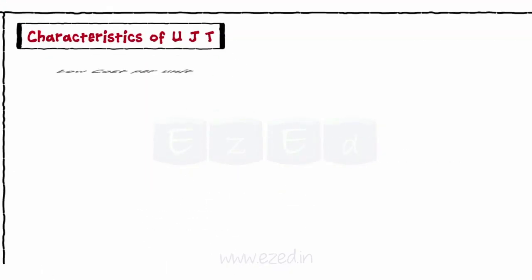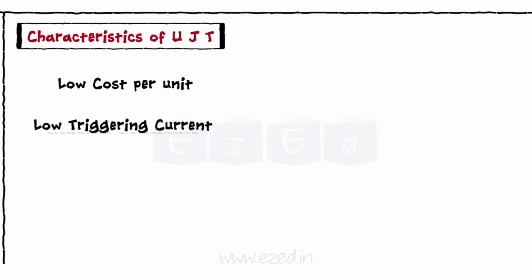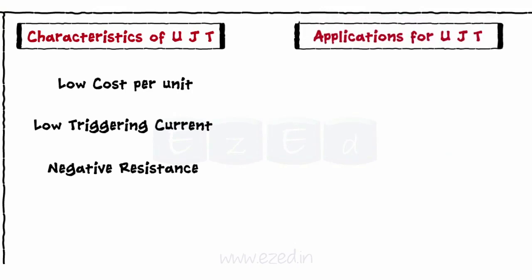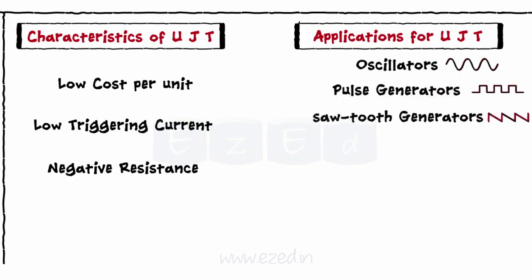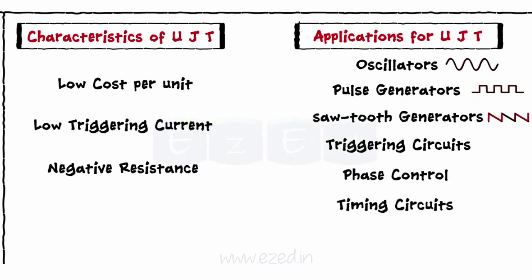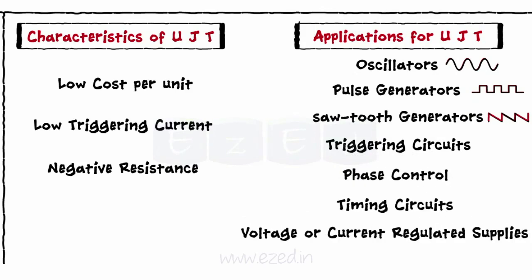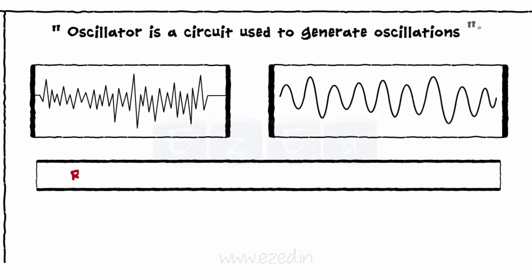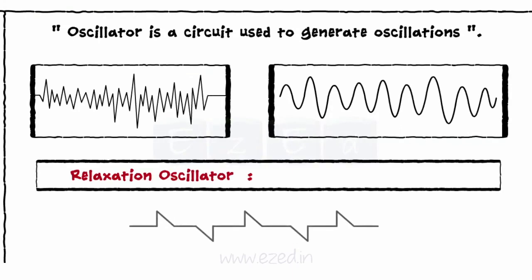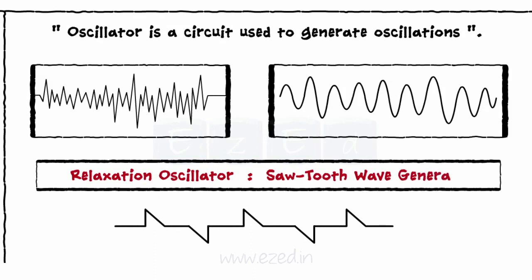The low cost per unit, low triggering current and negative resistance characteristics give a wide variety of applications for the UJT. A few include oscillators, pulse generators, sawtooth generators, triggering circuits, phase control, timing circuits, and voltage or current regulated supplies. An oscillator is a circuit used to generate oscillations. The relaxation oscillator implements the UJT as a sawtooth waveform generator.